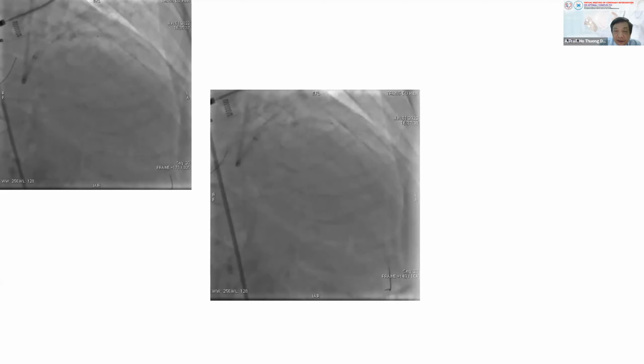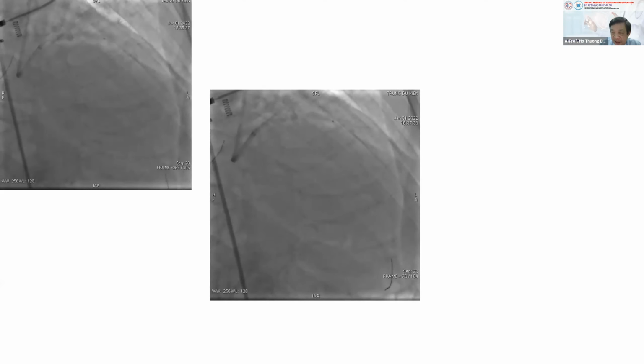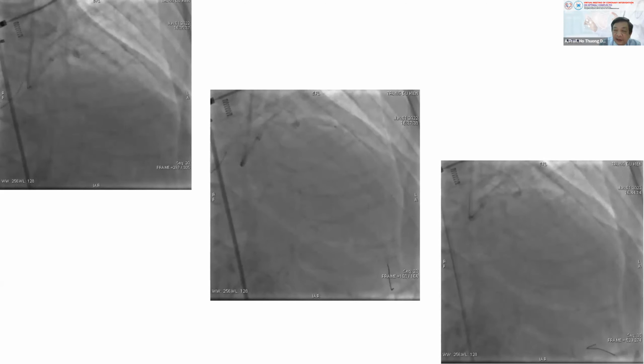And you can see the tip of the guiding catheter, some in, some out, some in, some out. When I push, it jumps out; when I pull back the balloon, it jumps in. You see? And because the ostium of the left main already has a lesion, the patient becomes terrible: hypotension, chest pain, dyspnea.